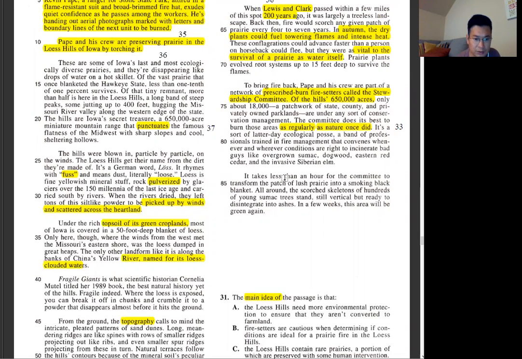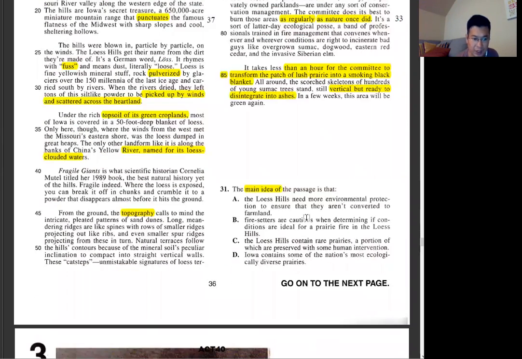Okay, and then the last paragraph. It takes less than 1 hour for a committee to transform a patch of loess prairie into a smoky black blanket. They call it black blanket because the topsoil gets richer, I guess. All around, the scorched skeletons are vertical but ready to disintegrate into ashes that become fertilizer, basically. So the main idea of this passage, the importance of fire maybe, fire setters and cautious preserving. So C.